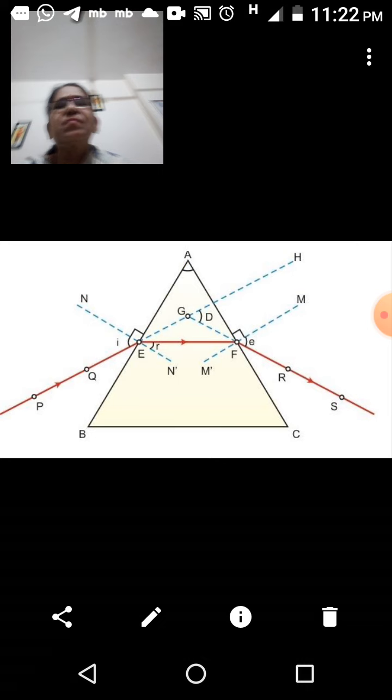If the angle of deviation is minimum, the angle of incidence equals the angle of emergence, and the refracted ray passing through the prism, that is ray EF, runs parallel to the base BC, and the angle of refraction for both the rays is equal.